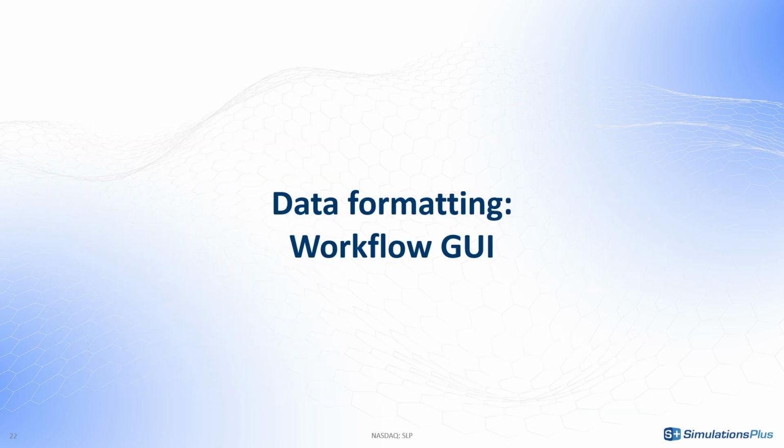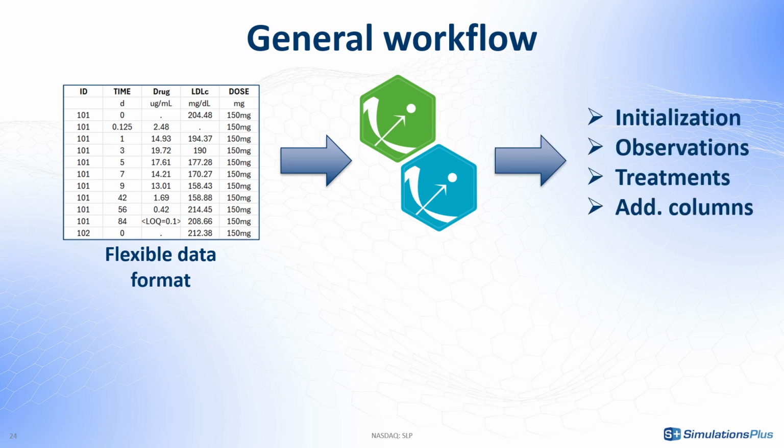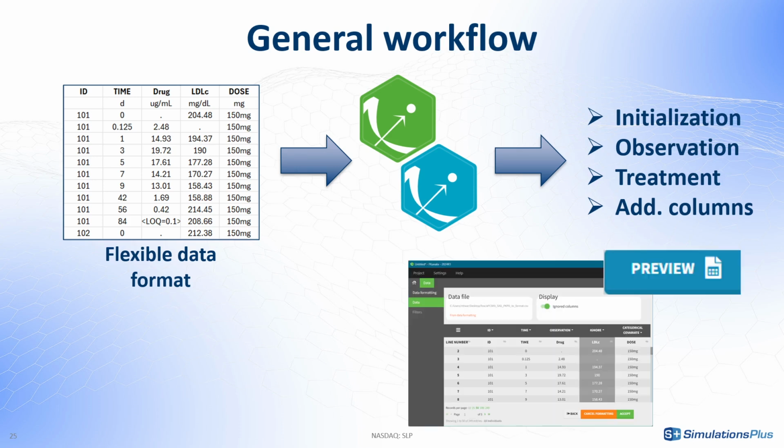Now, if your dataset does not follow this format, you can transform it in a few steps directly in PKanalix and Monolix using the data formatting module. It is a straightforward process. You load the original data file in PKanalix or Monolix. You define rules within the main tabs: initialization, observations, treatments, and additional columns. Once finished, you can preview the new formatted data and then continue by tagging the remaining columns.